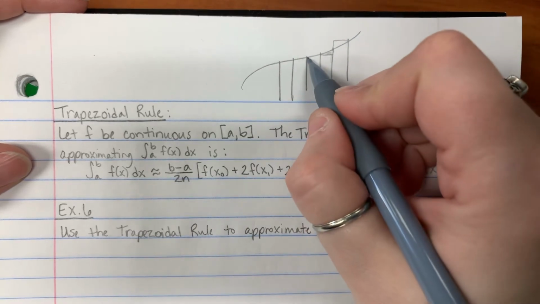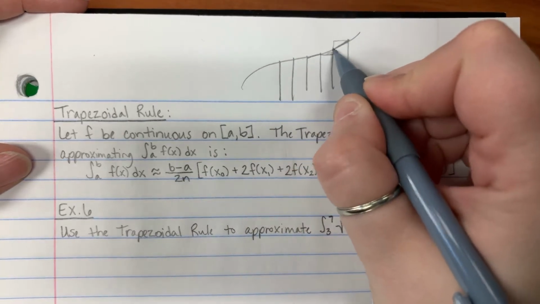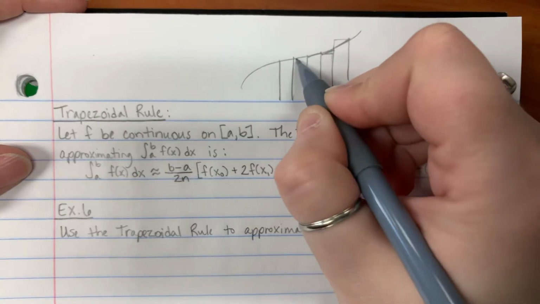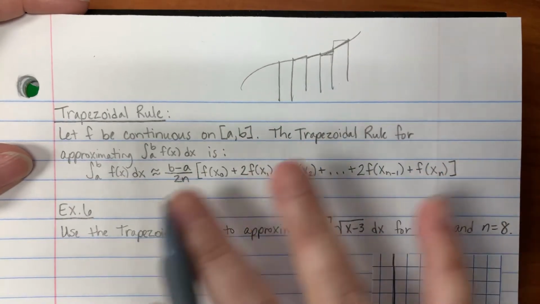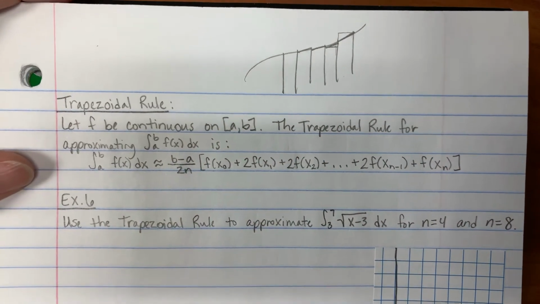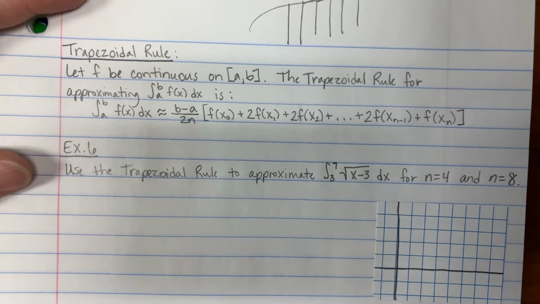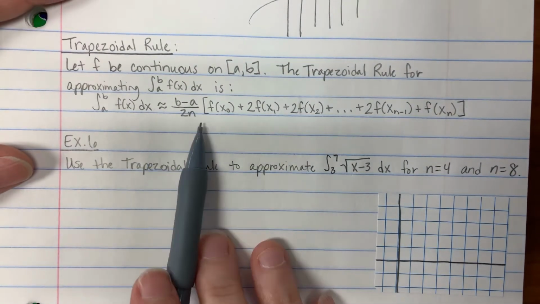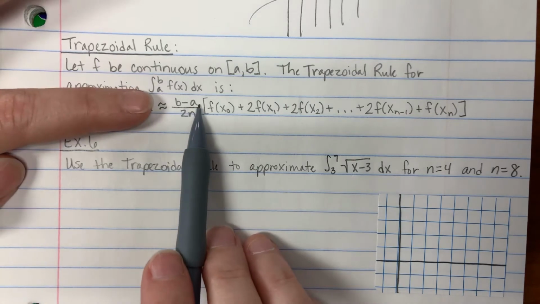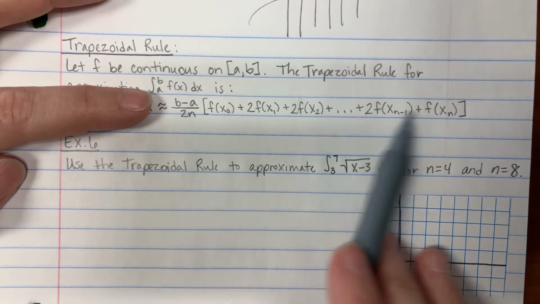But if that was a trapezoid, then it's a lot more accurate because then you can do that at an angle and it's going to be a lot less that's missing or hanging over. All right, so here's our trapezoidal rule. B minus A over 2n equals this funky stuff.